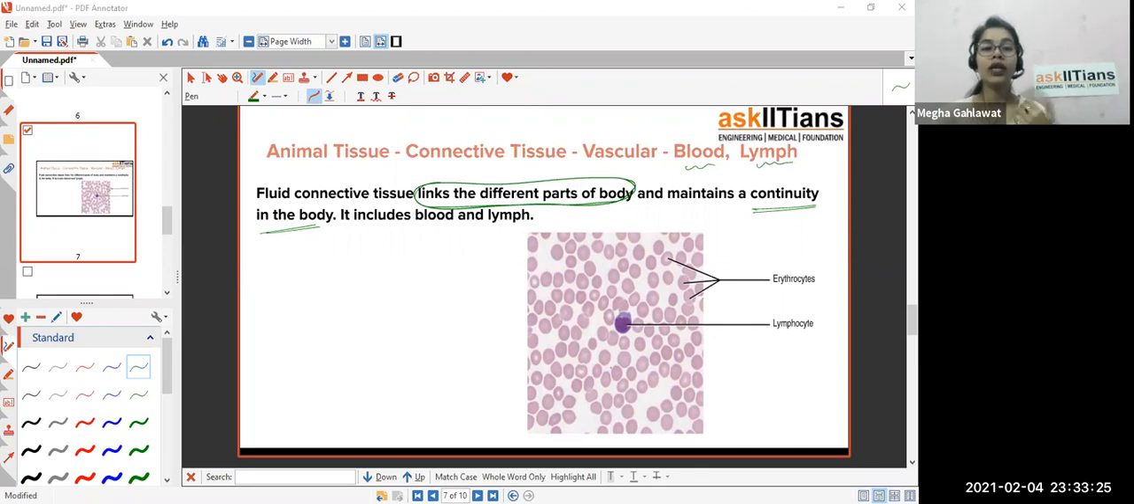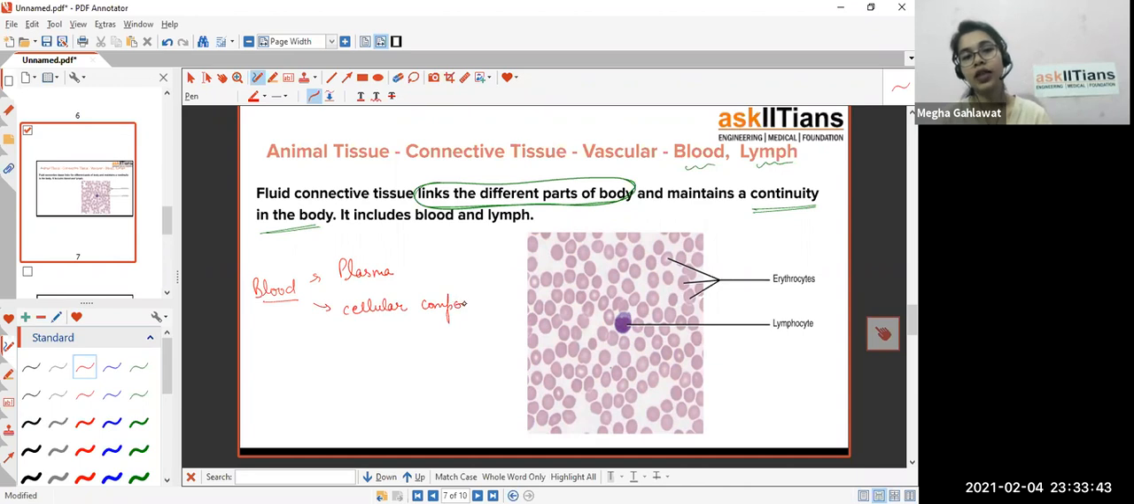So we have different components in the blood. We have the plasma and we have the cellular components.